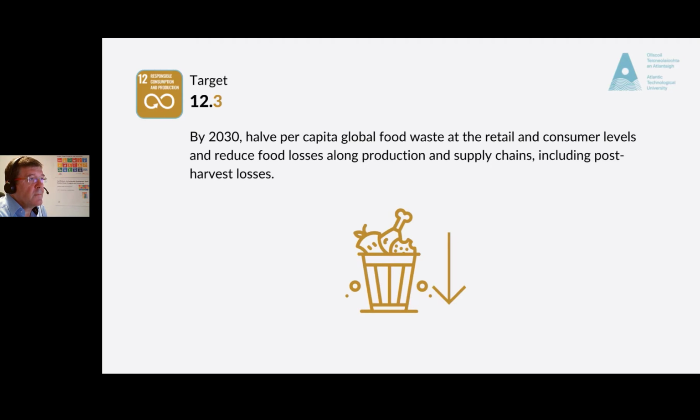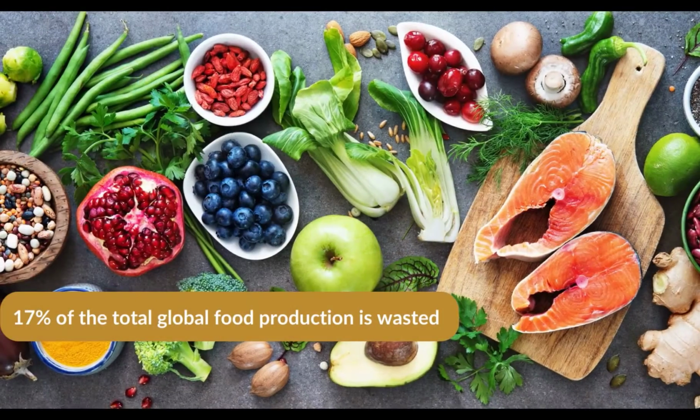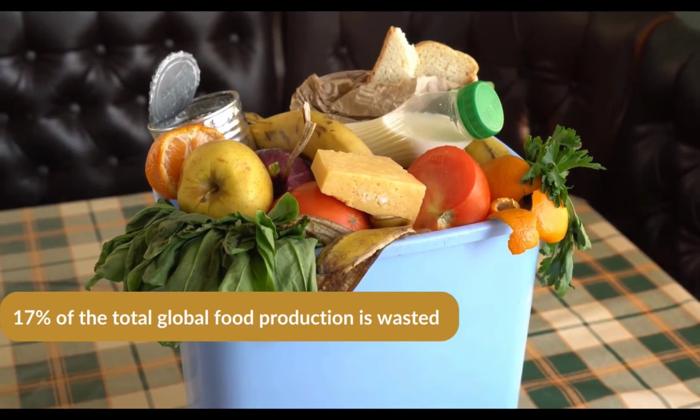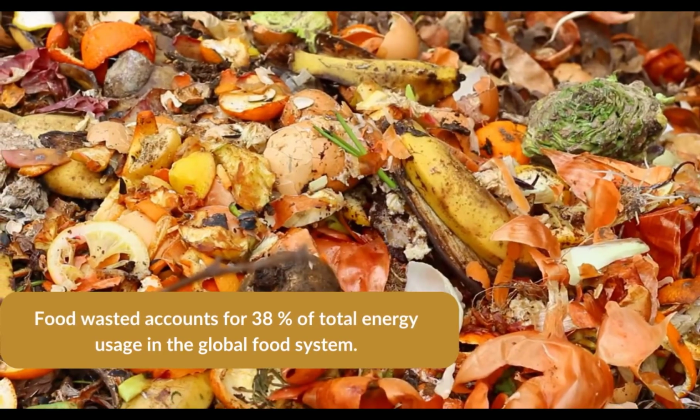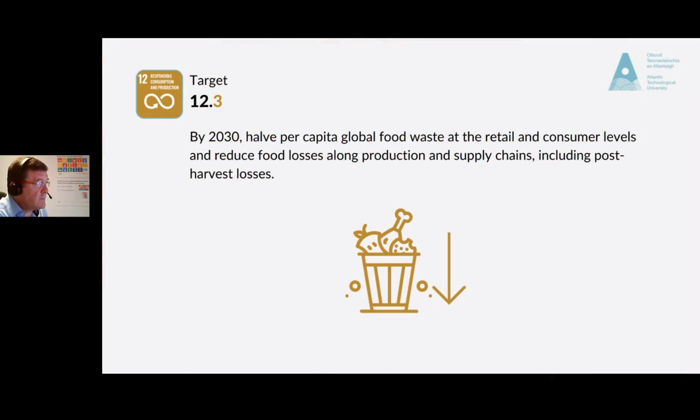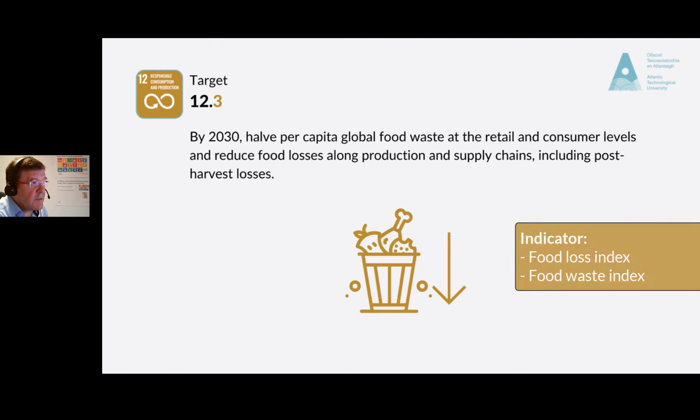Target 12.3. By 2030, halve per capita global food waste at the retail and consumer levels and reduce food losses along production and supply chains, including post-harvest losses. Now, this is obviously something that everyone is going to have to buy into and make a priority of. An estimated 17% of global food production is wasted. Food that is lost and wasted accounts for 38% of the energy use in the global food system. When we look at the targets in this particular SDG later on, we will have a deeper look at those statistics. Indicators for the target on this particular SDG are food loss index and food waste index.